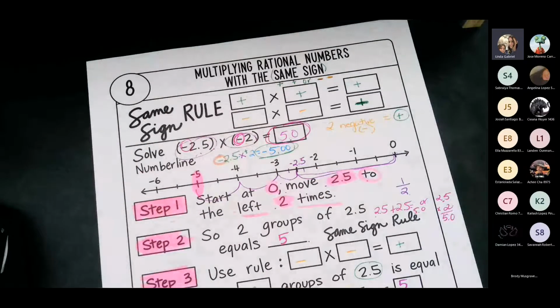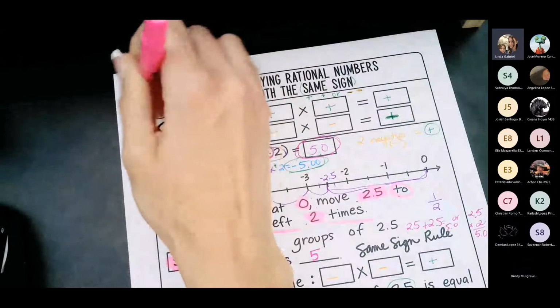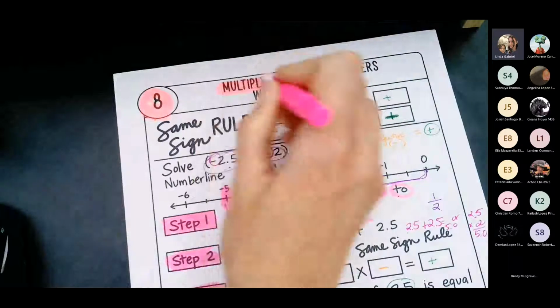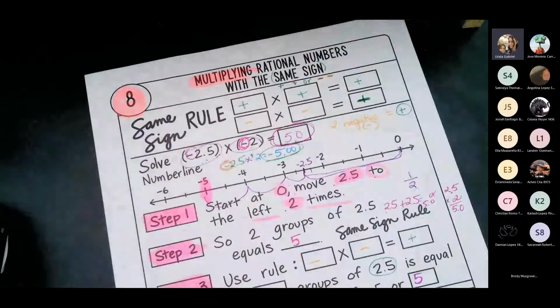So we finished here at rule number 8, right, from last class. We're ahead of everybody else. So we did this in all the other classes earlier today, well, except for career exploration. So we finished rule number 8, which was multiplying rational numbers with the same sign.